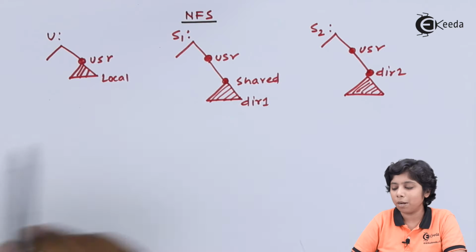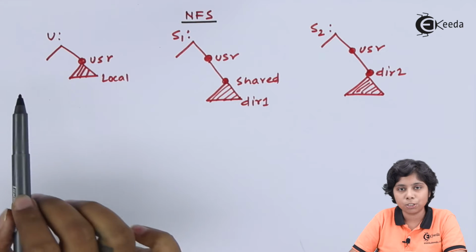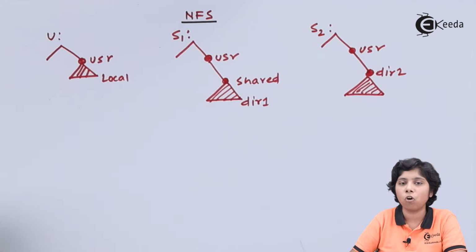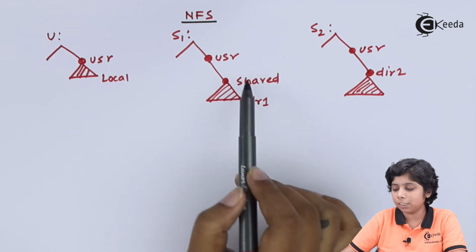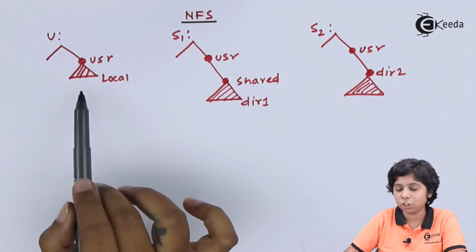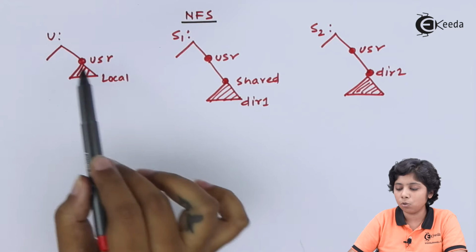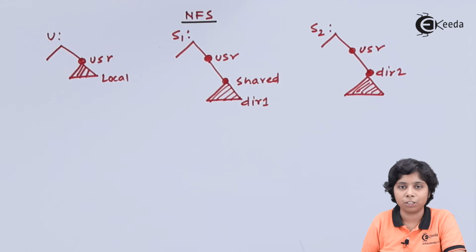So first we are mounting this S1 to the U. When we are mounting the S1 to the U, the local subdirectories that are present here will no longer be visible to the local users. Now after the shared dir1 is shared to this U, the access location of the U user's local dir1 will be our new directory that is mounted remotely.